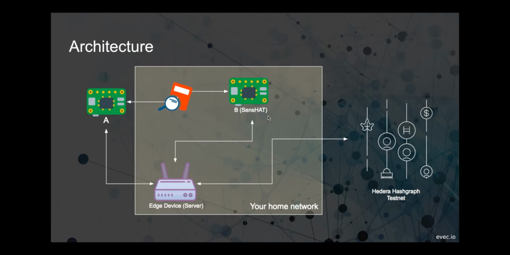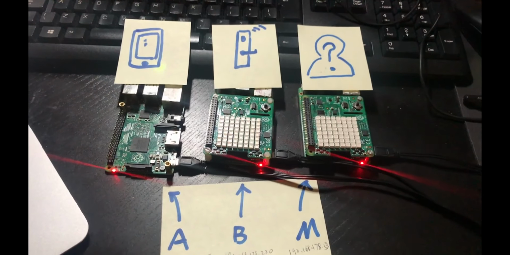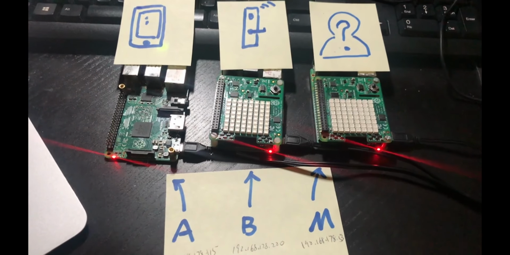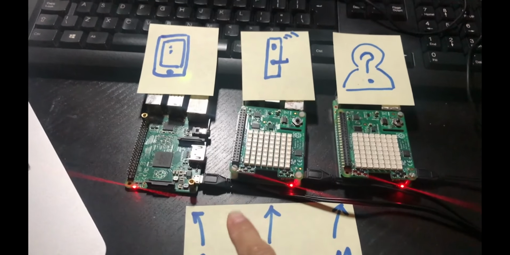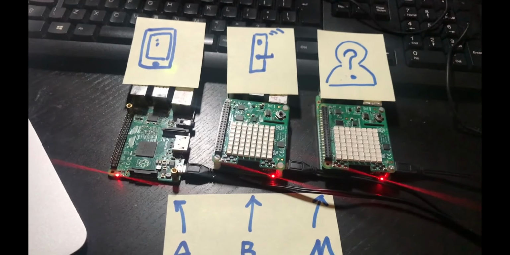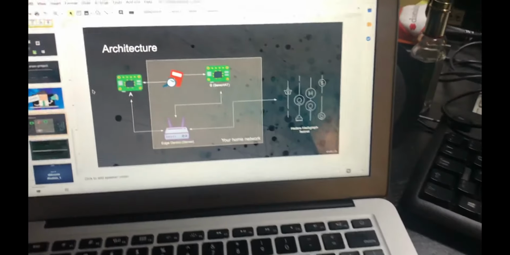Today, in this demo, I'm going to show you how you actually use Hedera Hashgraph to do the authentication for your IoT devices. So here we have 3 Raspberry Pis, Raspberry Pi A and Raspberry B and M. And this is the architecture.